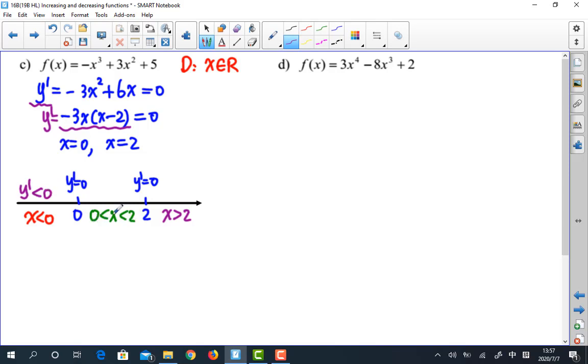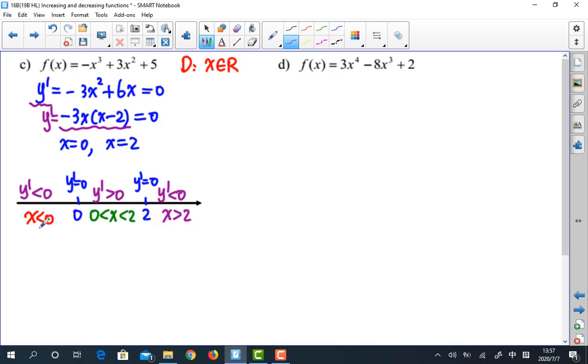Between 0 and 2, let's pick up any x value, for example, 1. Let's test the sign of y prime. So -3 times 1, negative. 1 minus 2, negative. Negative times negative becomes positive. Do the same thing on this interval. So let's pick up x equals 3. -3 times 3, negative. 3 minus 2, positive. Negative times positive is negative.